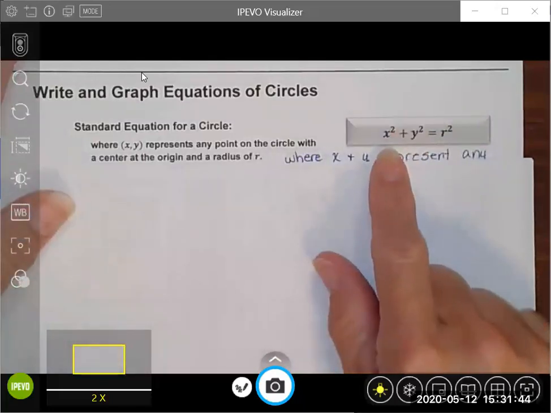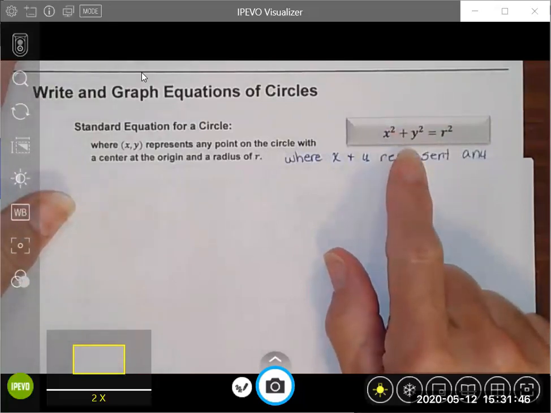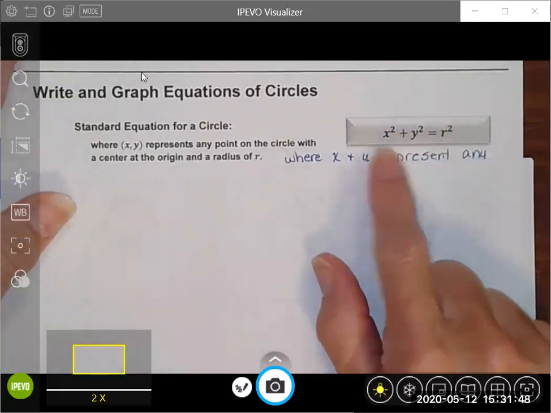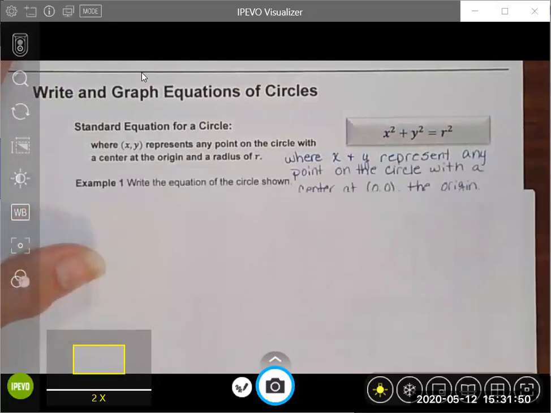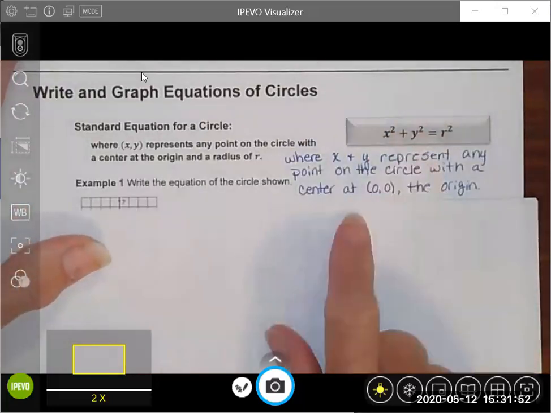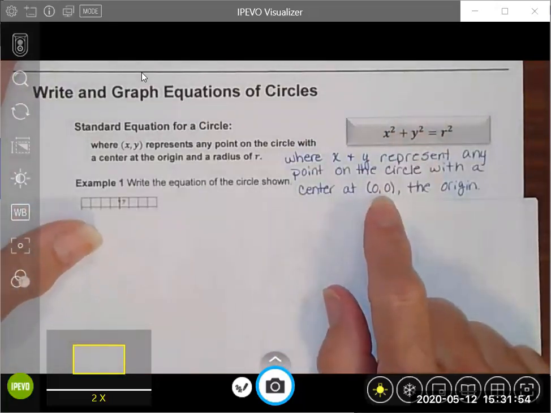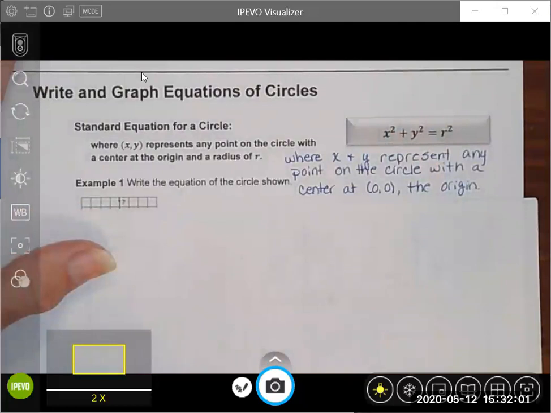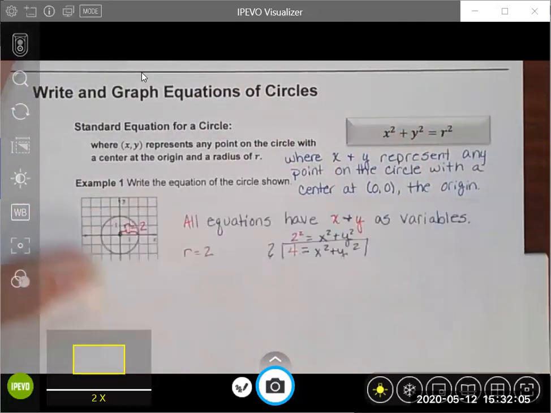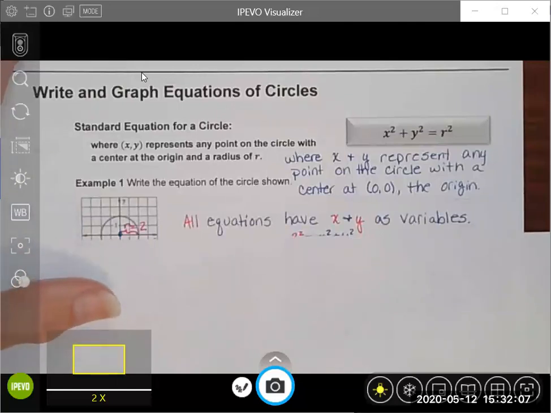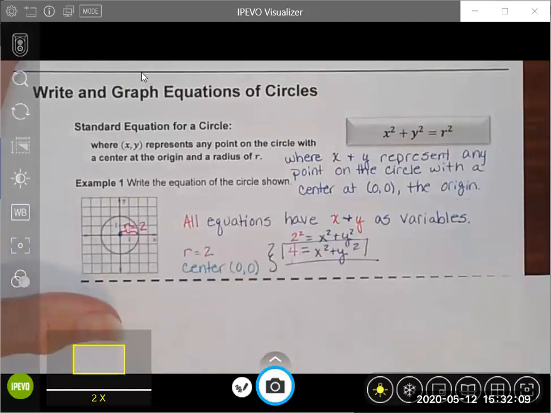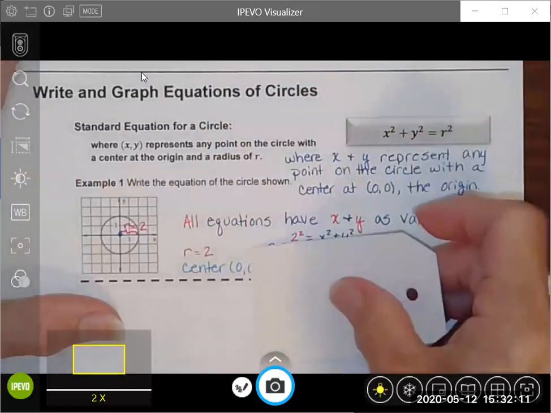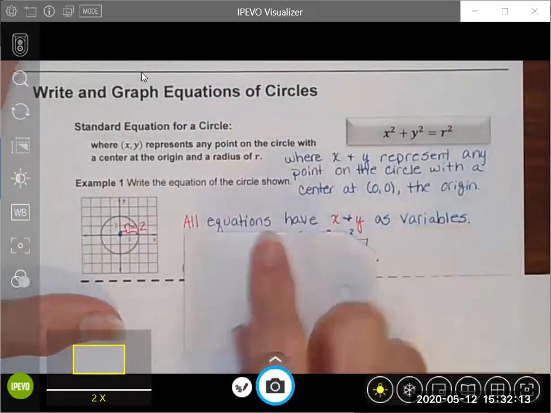This equation is x squared plus y squared equals r squared, where x and y represent the x and y coordinate of any point that lives on the circle itself. And the circle has, like I said, a center at the origin. So just some simple things to start off with. I'm going to just save the exciting part for later.